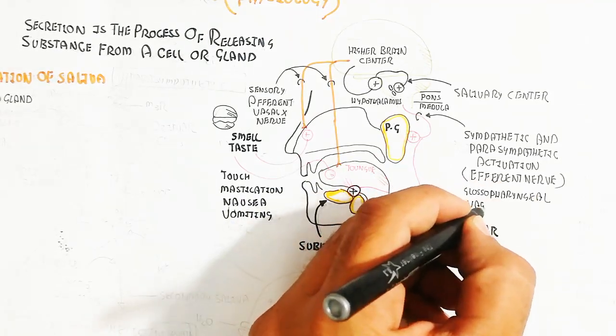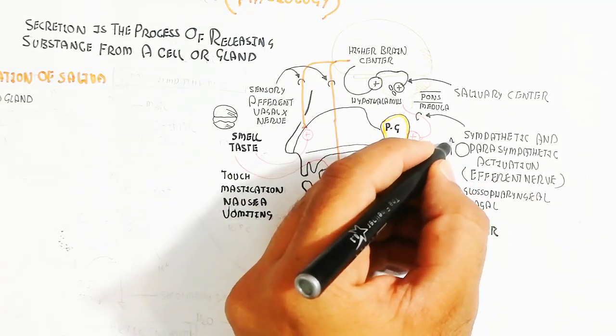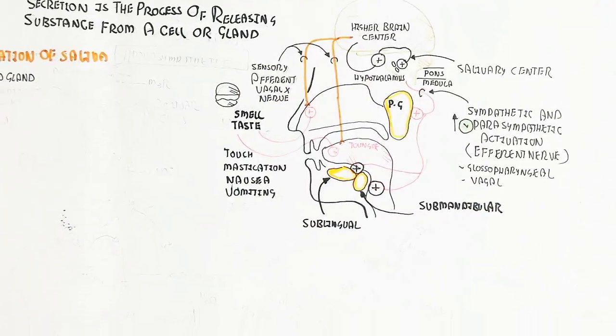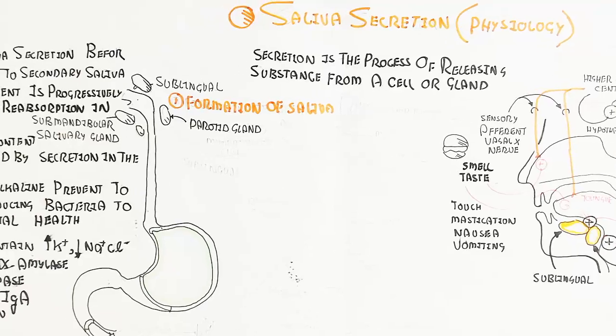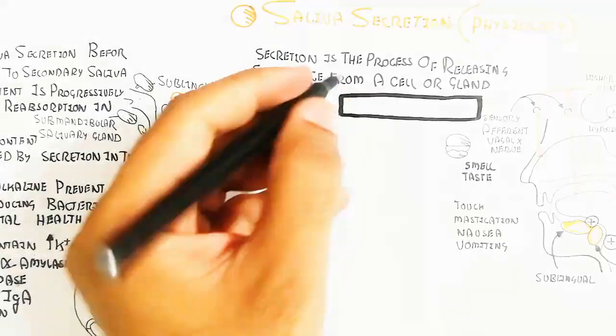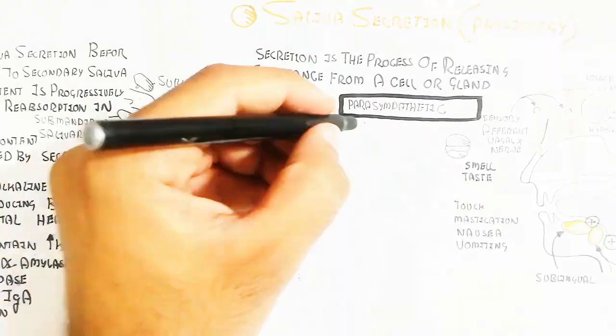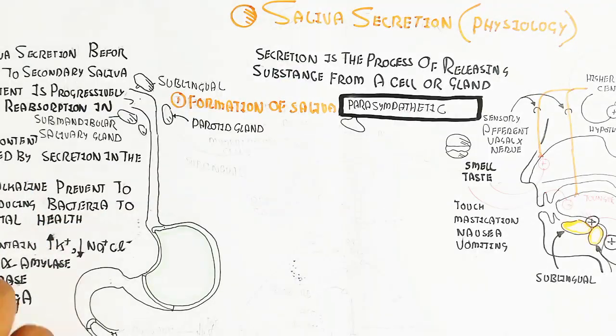Sympathetic and parasympathetic activation is the efferent pathway. These efferent nerves, the glossopharyngeal and the vagal nerve, transmit the signal back toward the salivary gland to secrete the saliva.